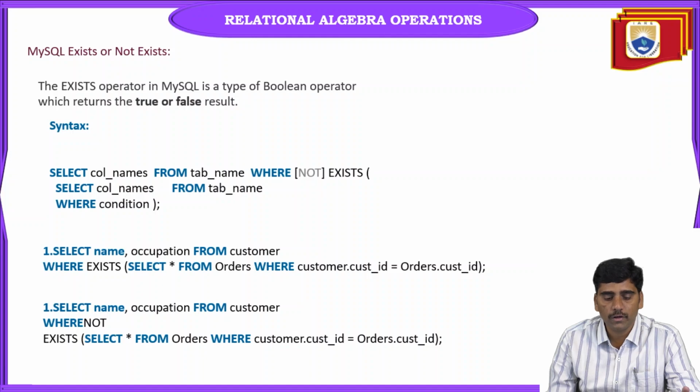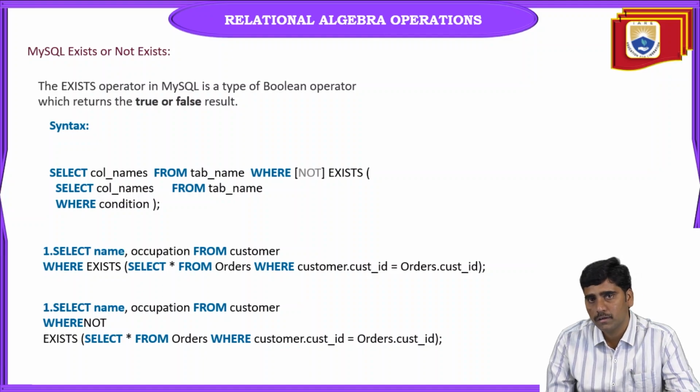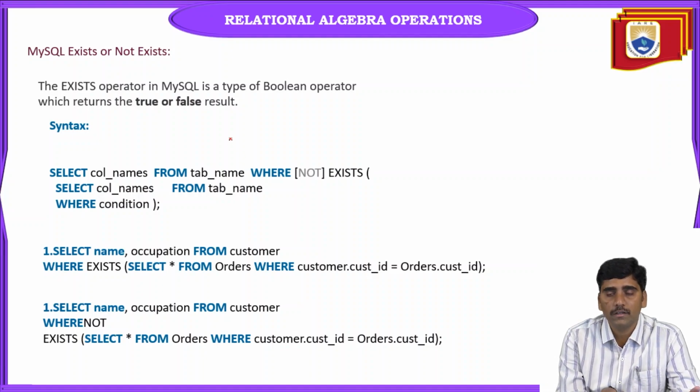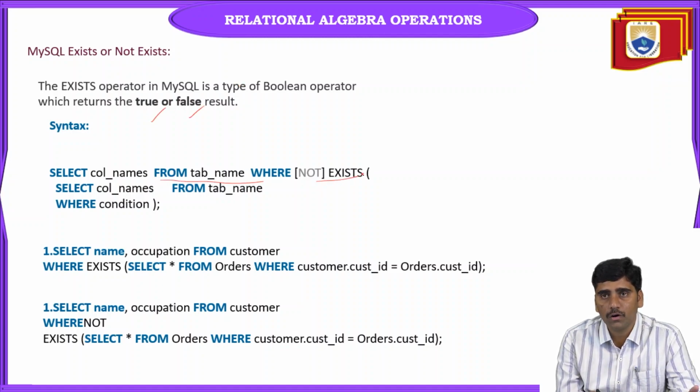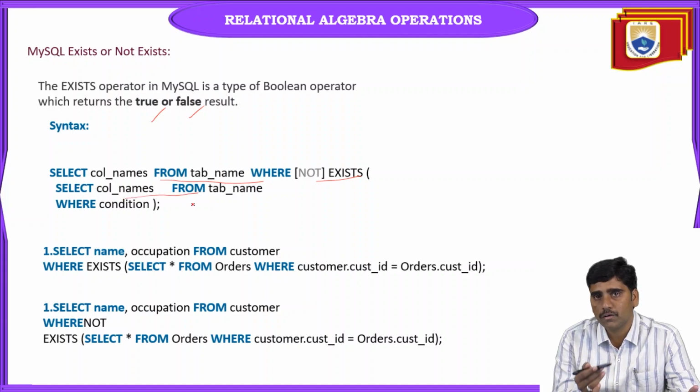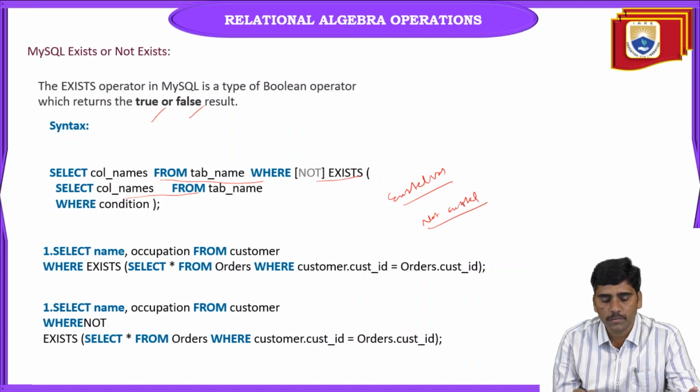And EXISTS and NOT EXISTS also work like the ANY condition. If the value is there, it exists and it displays the value, which returns true or false. Similarly, select column names from table name where NOT EXISTS, the columns will be displayed. If the value exists, then it displays; the existing value will be displayed. If it does not exist, then the value will not be displayed.